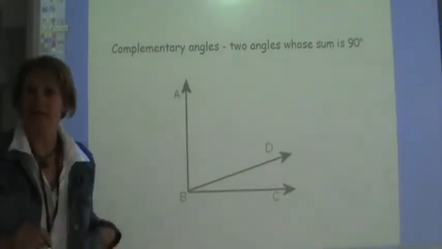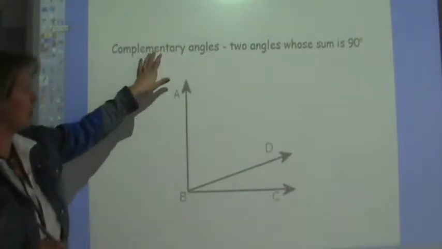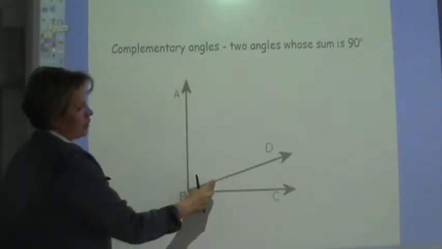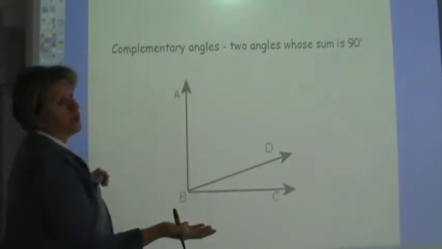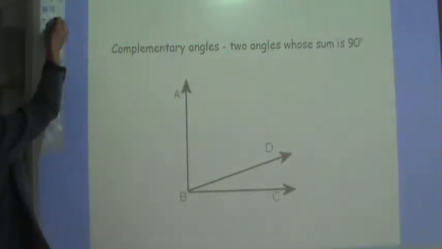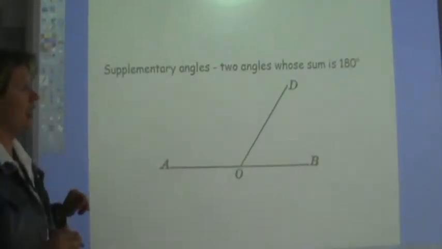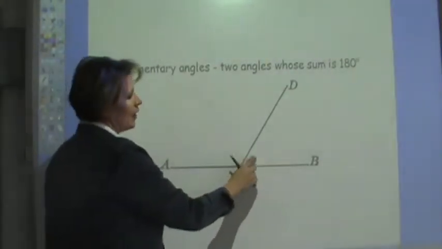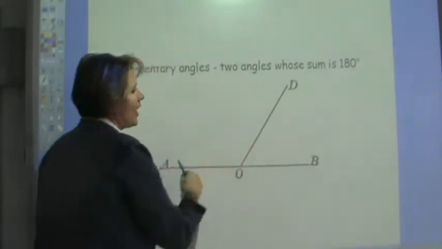All right, complementary angles. This one is one you maybe haven't seen before. Complementary angles are two angles whose sum is 90 degrees. So this one could be 20 and this one could be 70. We don't know, but we do know that they add up to 90 degrees. Supplementary angles are two angles that add up to 180 degrees. So again, we may not know those measures, but we know they add up to 180.